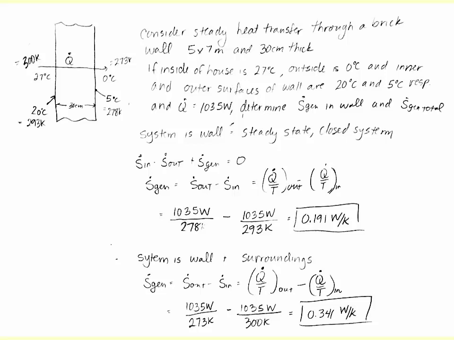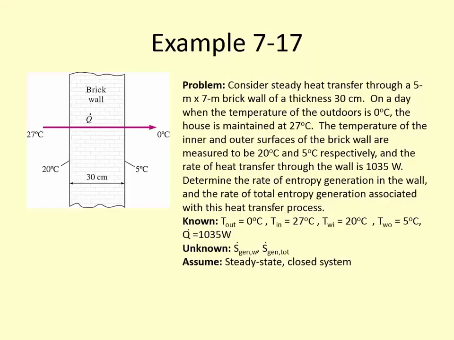over what? So the temperature at which the heat is being transferred out of our system. 273 Kelvin, minus 1035 watts over the temperature being transferred in, 300 Kelvin. So the total then is 0.341 watts per Kelvin. Any questions on that? All right.